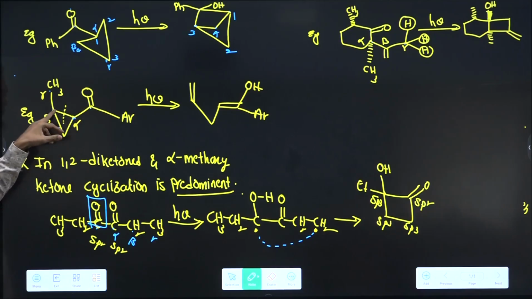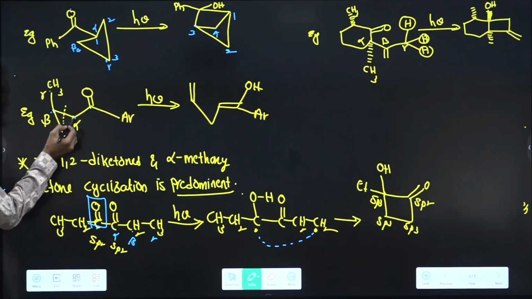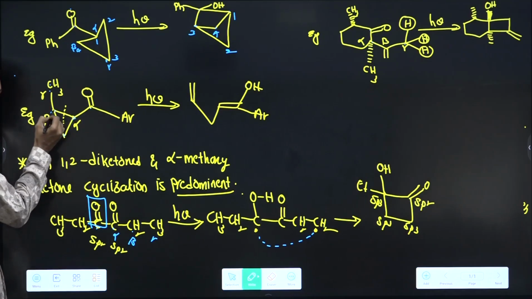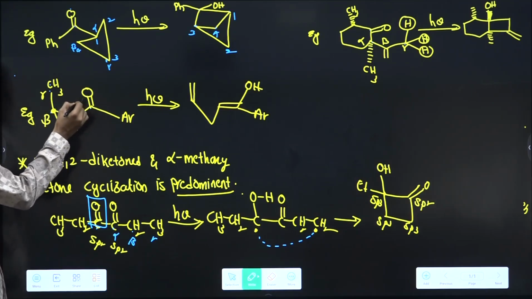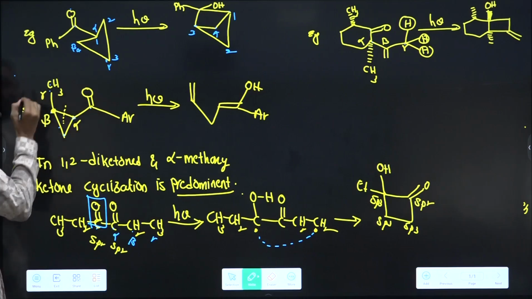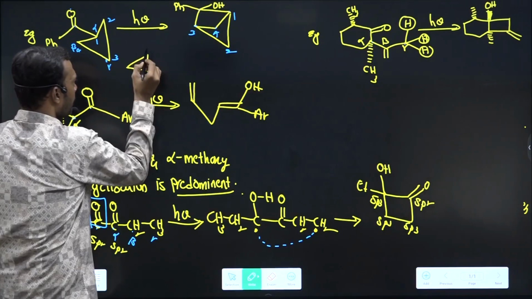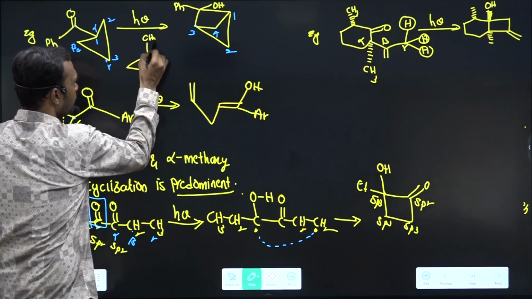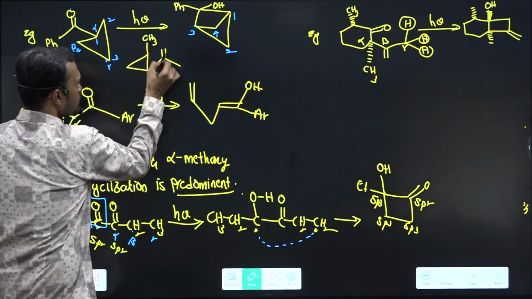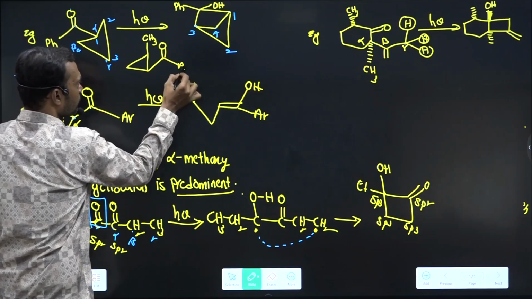Alpha, beta, gamma. If you count like this, alpha, beta, gamma, it is a ring carbon. So if you take it as alpha, beta, gamma, but see this gamma is not very close to carbonyl. This gamma is very close to carbonyl because if you take any 3-membered ring, this is CH3. Then what about the next one? This is C double bond O, Ar.